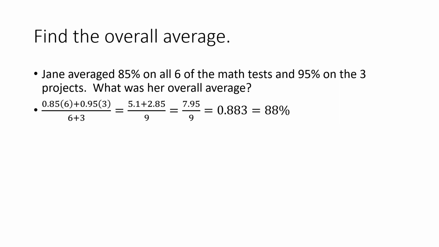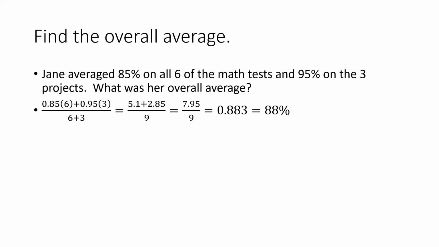Right? And then how many total assignments were there? There were 6 and 3. There were 9 total assignments. So you add up 5.1 plus 2.85, you get 7.95. And then you divide that by 9, which is that total number. And you get 0.883, which rounds to 88%. Does that make sense?